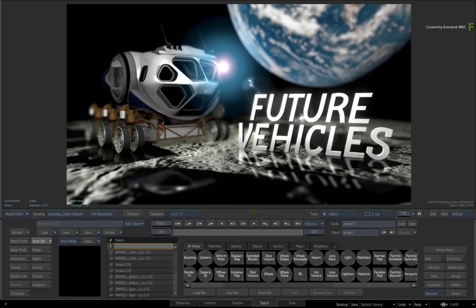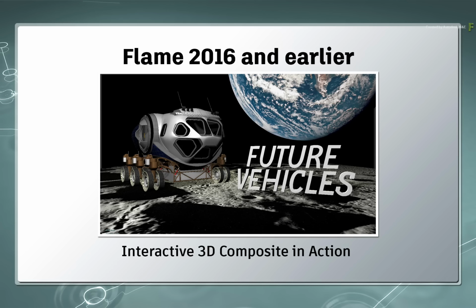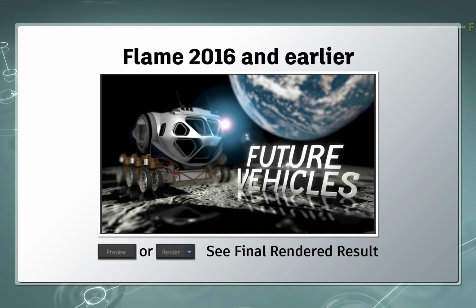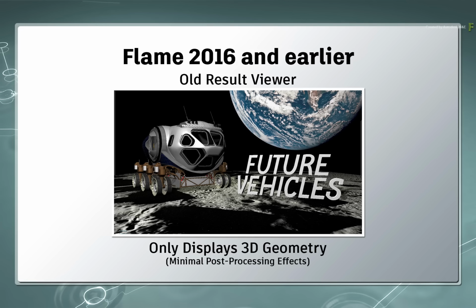In order to understand what you're about to see, I just want to touch on how the previous version's result viewer used to function. For example, in the previous versions of the Flame products, you could visualize your 3D composite as you interacted with Action. However, to get a proper idea of the final render, you needed to press the preview button to see the final result. This would add anti-aliasing, motion blur, and other processing effects. So the result viewer was actually a 3D geometry viewer with some built-in processing effects.